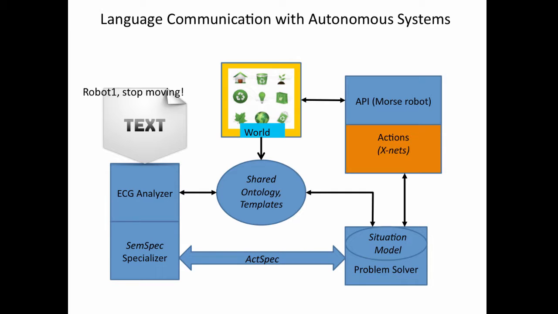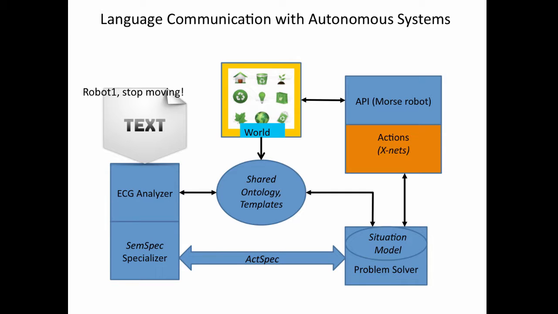Where it fits in the picture here is that we have some incoming text, an utterance, "robot 1, stop moving." First off, it's parsed to the extent that it's possible by the language side, but every sentence is underspecified with relation to the world in which it occurs. There's always a larger context, so we need some understanding of the world in order to understand the real meaning of the sentence.